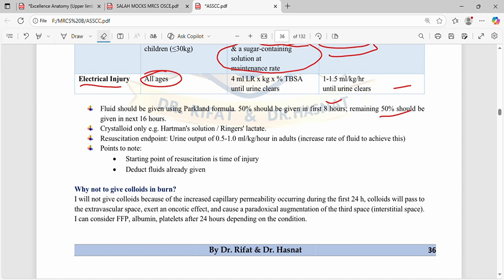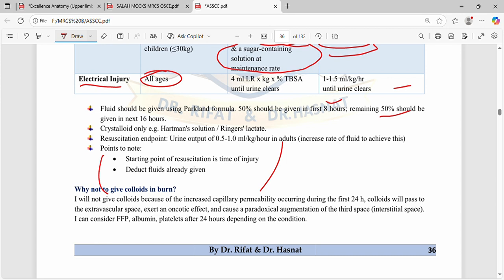So a point to note: the starting point of resuscitation is the time of injury, when the injury occurs, and deduct fluids already given. So if you receive patients from somewhere and they have already been given fluids, let's suppose they have been given 1 liter, you have to calculate the total fluid and then subtract the 1 liter which was given earlier.